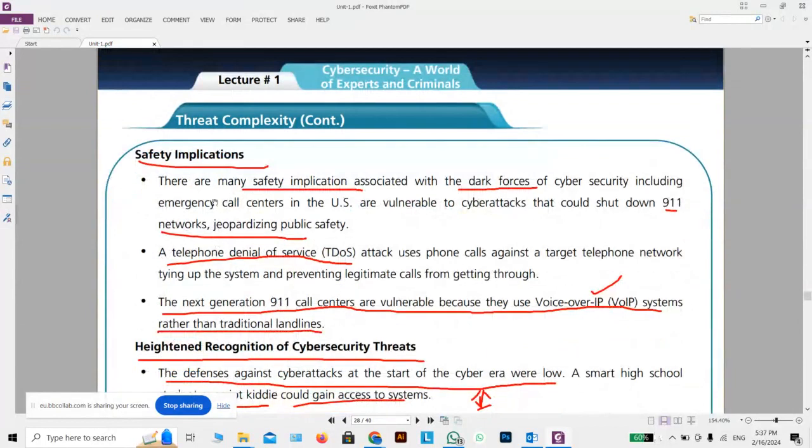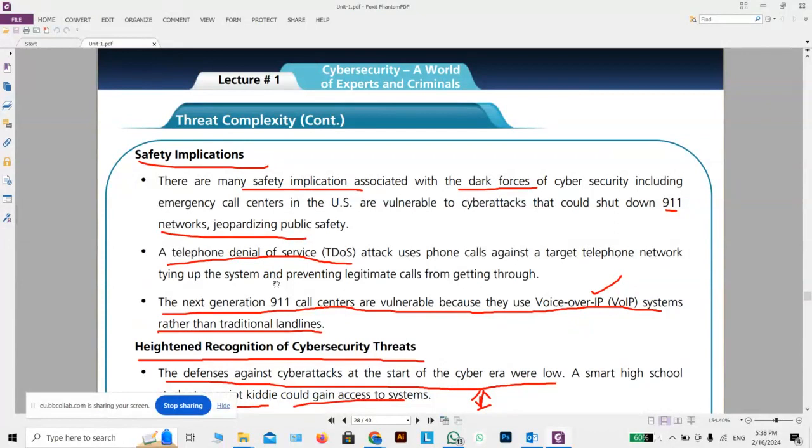Here they specify safety implications regarding public safety. For example, there are some public emergency services, and TDoS, telephone denial of service, is an attack in which there are malicious inbound calls that target the public safety response system, such as it was in 9/11. These kinds of attacks may disrupt the public safety system, resulting in a large number of victims who cannot connect with the emergency services because of the large number of malicious inbound calls.